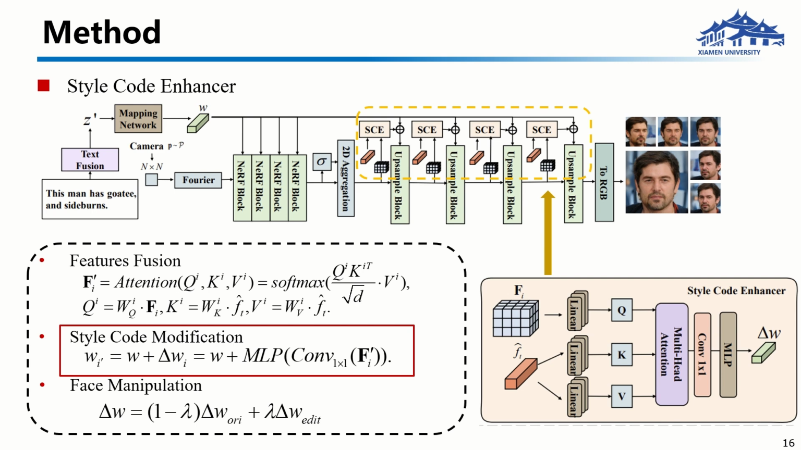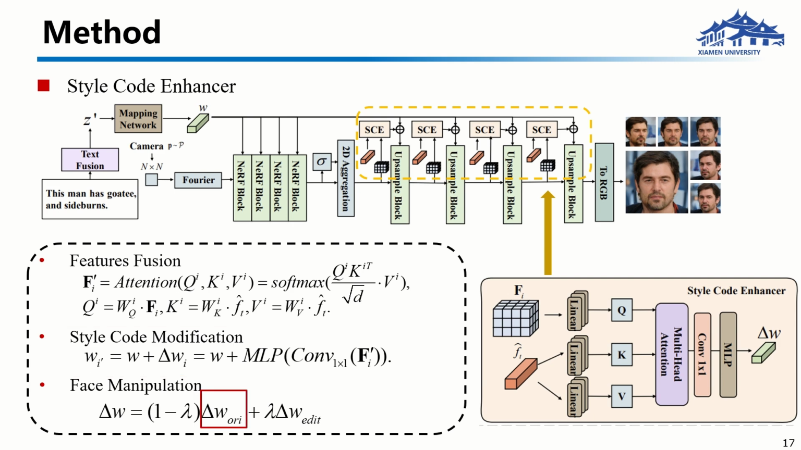Additionally, the proposed SCE also enables our model to perform efficient 3D face manipulation. Specifically, we first obtain the predicted style code offset corresponding to the original style code and the manipulation instruction. Then, a simple linear interpolation of these two style code offsets is applied to refine the final offset and facilitate editing the corresponding attribute while preserving the overall facial identity of the generated faces.